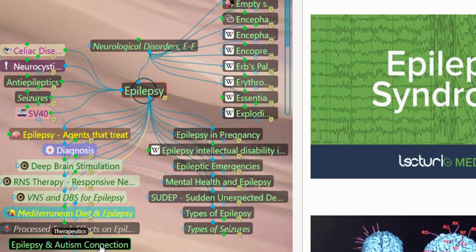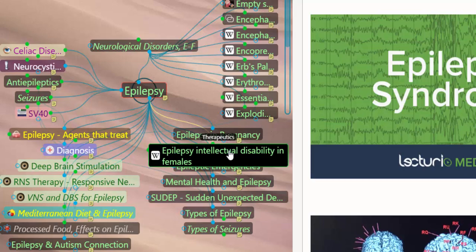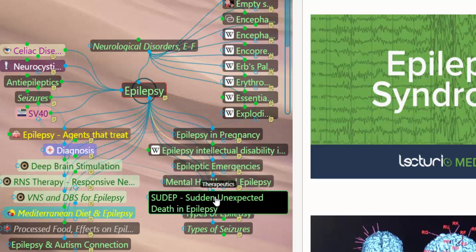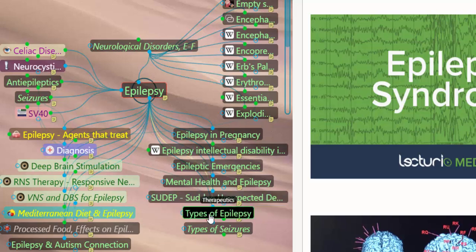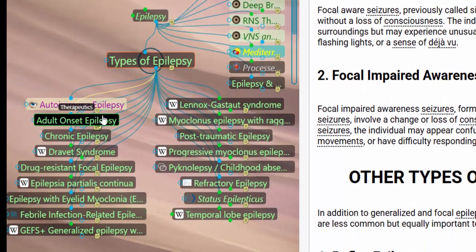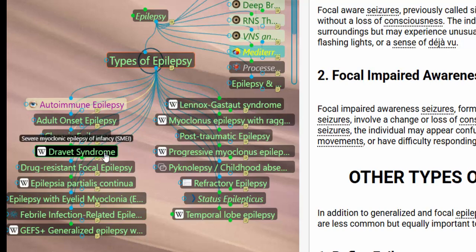There's a connection with autism. What about epilepsy in pregnancy? Epilepsy intellectual disability in females, epileptic emergencies, mental health in epilepsy, sudden unexpected death in epilepsy, the various types of epilepsy. Let's click on that one. So we've got autoimmune epilepsy, adult onset, chronic, Dravet syndrome, drug-resistant focal epilepsy. I'll leave it to you to click on any of those that interest you.